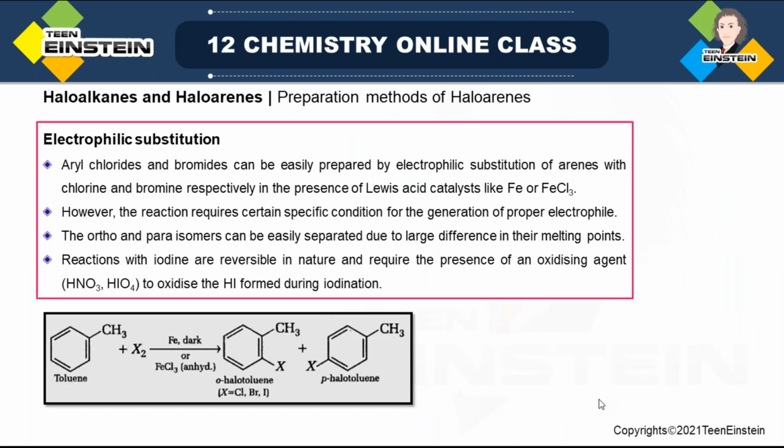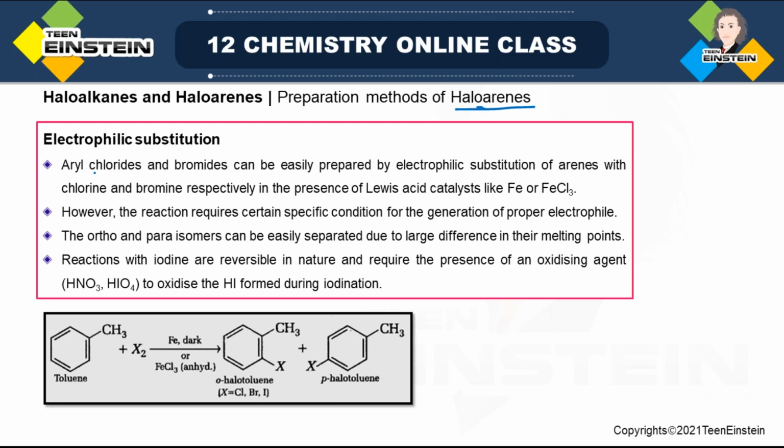So preparation methods of haloalkanes we have finished. And next it is preparation method for haloarene. That means now we will make aromatic organic halide compound. The first preparation method for this is electrophilic substitution.